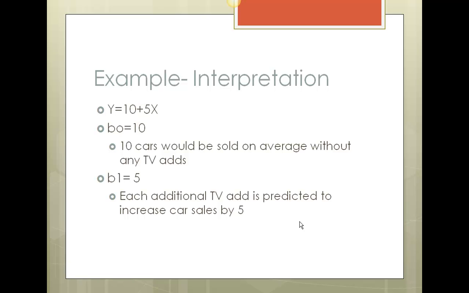So for each additional TV ad, for each additional x, sales are predicted to increase by beta 1. So beta 1 tells you the expected increase in y for each additional x. So x here are TV ads. For each additional TV ad, sales, which are y, are expected to increase by beta 1, which is 5.